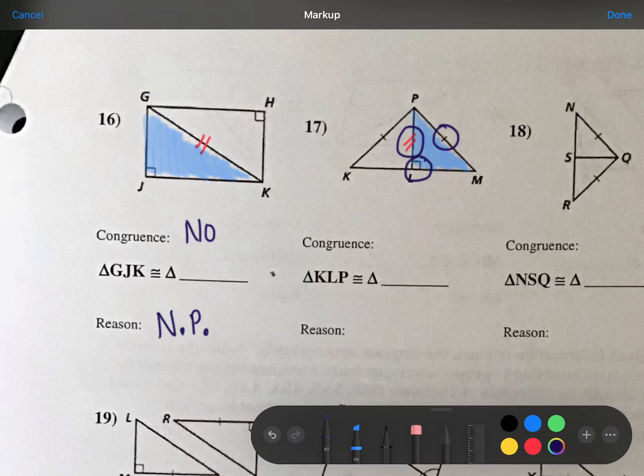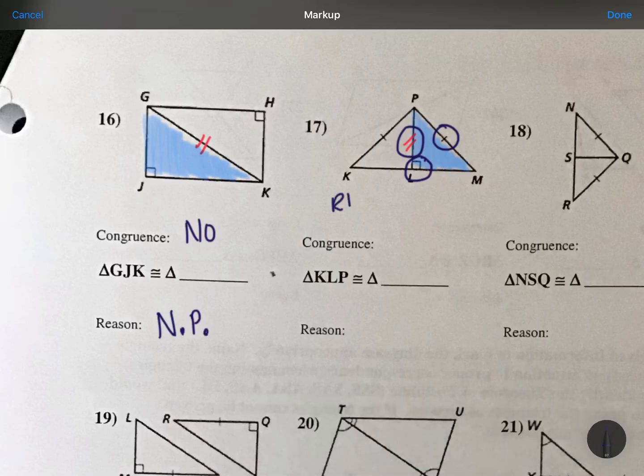And so maybe I could put not possible, but remember HL? HL, you must have a right triangle. Do I have a right triangle? Yes. Do I have a hypotenuse? Yes. Do I have a leg? Yes. So I have 3 things, so yes, they are congruent because of the HL theorem, hypotenuse leg. So be careful there. A lot of times we leave out the hypotenuse leg because we forget about our right triangles. All right, so now I need to name my triangle. I got KLP. So because we started with K, we're going to start with M, go to L, and then P.